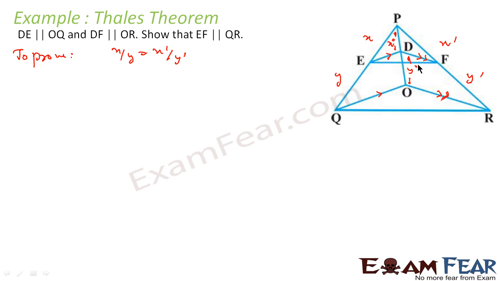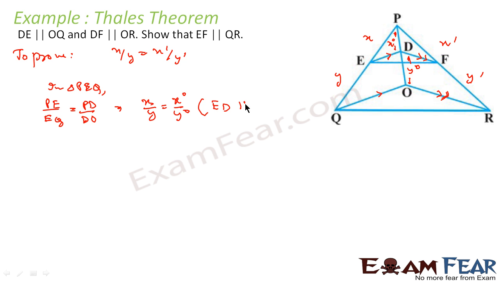Y naught. So we can say that in triangle PEQ, PE by EQ is equal to PD by DQ, or x by y is equal to x naught by y naught. Why? Because ED is parallel to DQ. Okay. This is my first equation.